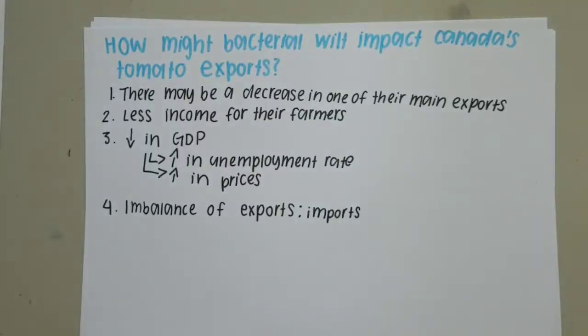If bacterial wilt had an effect on Canada's tomato exports, there would firstly be a decrease in one of their main exports. Therefore, there would be less income for their farmers, and a decrease in gross domestic product. A decrease in GDP means that there's an increase in unemployment rate and an increase in the prices of products. Finally, the export to import ratio would become imbalanced.